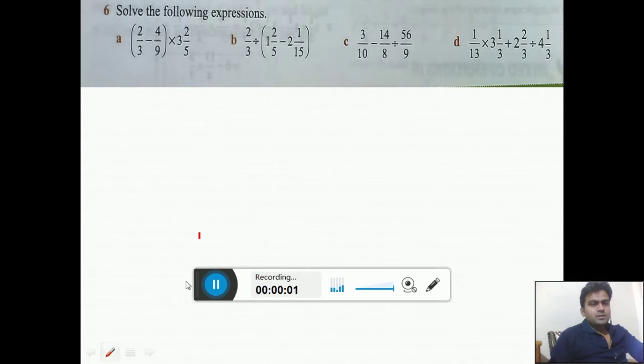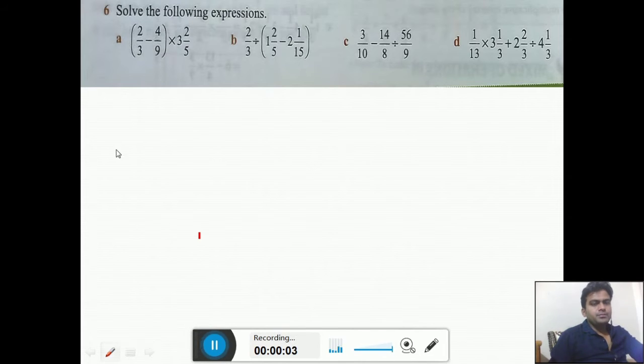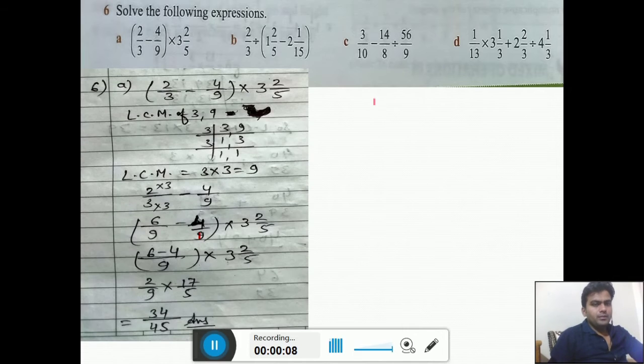Question number 6. Solve the following expression. Question number 1, A, 2 upon 3 minus 4 upon 9. In this, first we will solve the bracket. So inside the bracket, 2 upon 3 minus 4 upon 9. First you have to take the LCM. Why? Because a minus sign is written between the numbers. So take the LCM of 3 and 9. The LCM of 3 and 9 is 9.